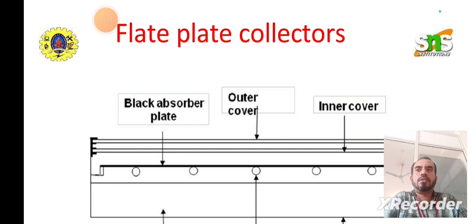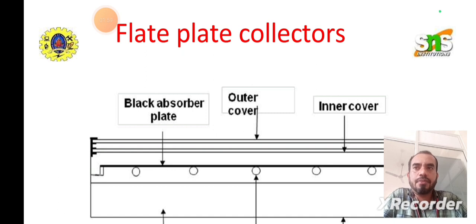A solar collector is a device designed to absorb incident solar radiation and to transfer the energy to a fluid passing in contact with it. So what it actually does is absorb solar radiation and transfer the energy to the fluid which is present inside the collector. Utilization of solar energy requires solar collectors, so we need them in order to use solar energy.